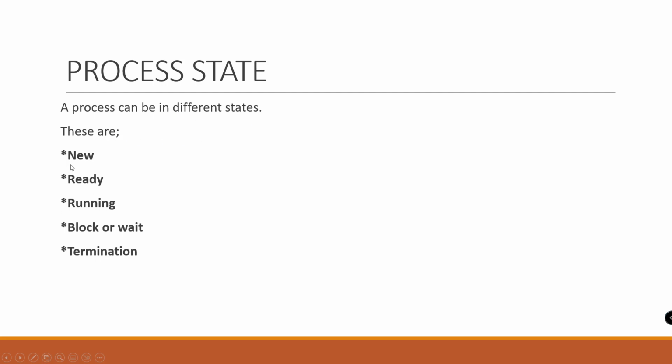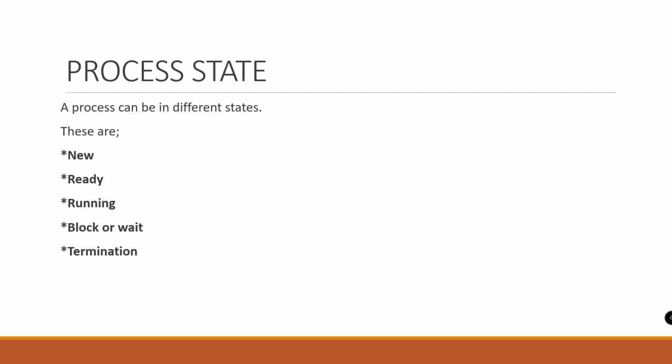About process state, a process can be in different states. These are, as you can see here, new, ready, running, block or wait, and termination. When the user executes a process, that process may be present in one of the five states. Let's start with the new one. This state includes the processes that are ready to be loaded by the operating system into the main memory, which is RAM. For the ready state, this state includes the processes that are ready to be executed and already in main memory. The operating system brings these processes from secondary memory, which is the hard disk, to main memory.